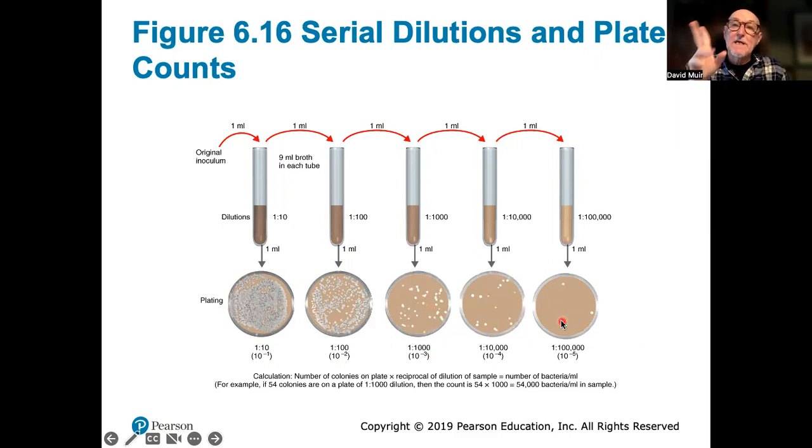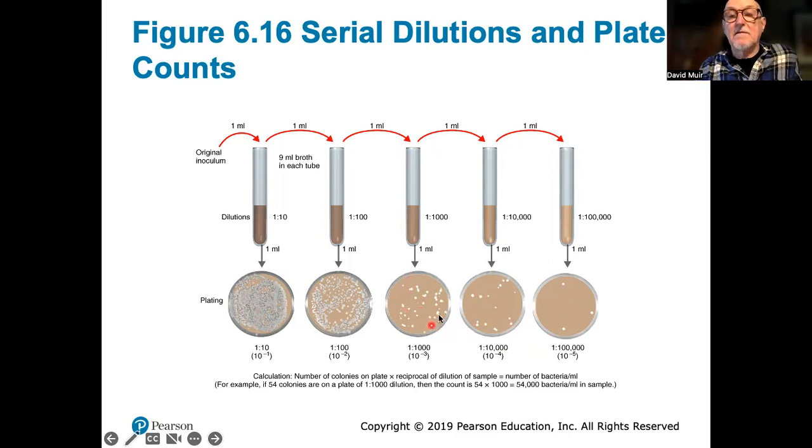Remember the rule: we need a plate which is between 30 and 300 colonies. Here it is, our 1 in 1,000 dilution, and you can actually count the number of colonies present here. You'll see how they decrease in number. Here, they're far too few to count. This one may be countable, I'm not quite sure, as well as this one here.